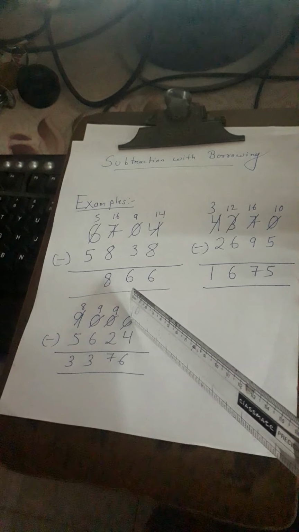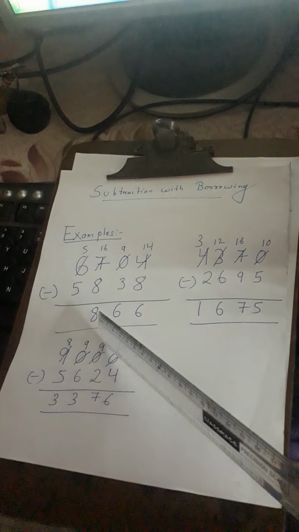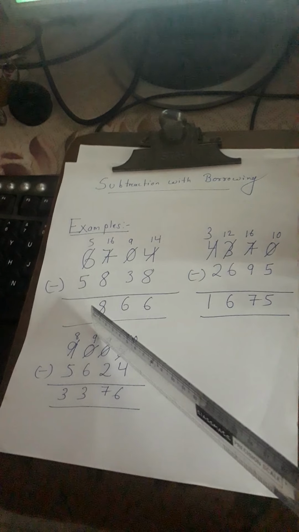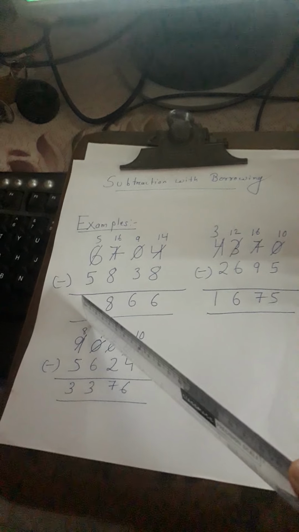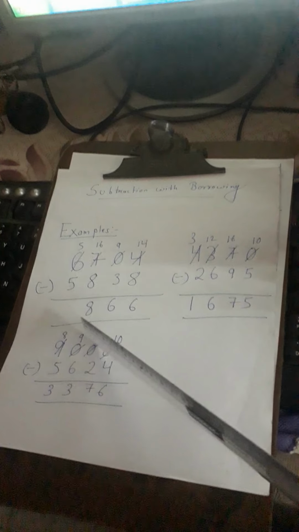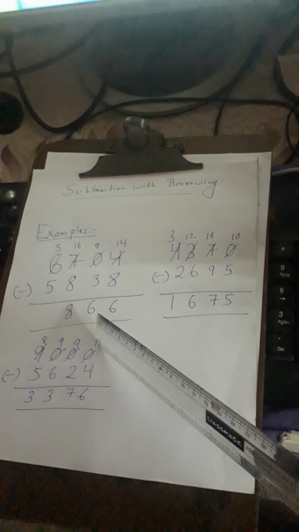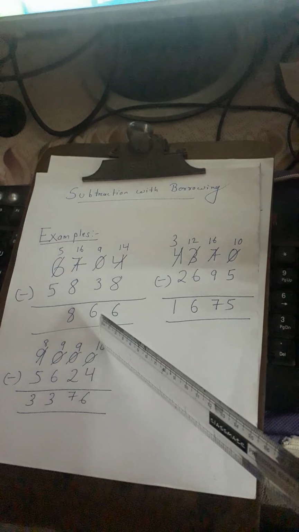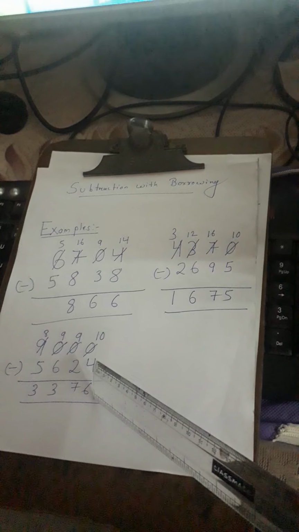Here 0 is there. We will borrow from the next digit, but the next digit is also 0. And the hundreds place is also 0. So we will borrow from the thousands place. It becomes 8 over here. As a number passes across the 0, as I have already said, it will become 9. Here also 9, here also 9. But at the last stopping point, it will always become 10. So 10 minus 4 is 6.